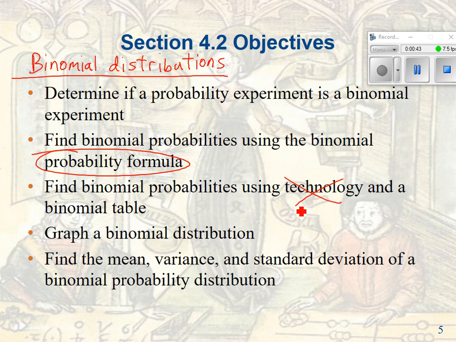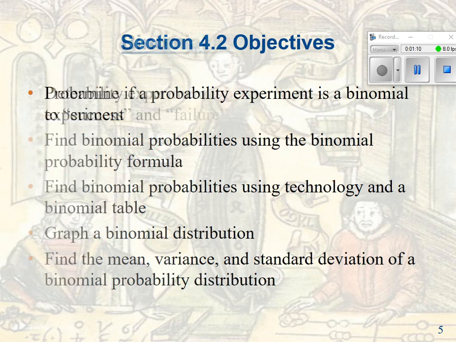Graph a binomial distribution. The graphs are going to be the same. Still making a histogram. And the very last thing that we got to make sure that we get to, be able to find the mean, variance, and standard deviation. There's special formulas for each of those that makes everything a little easier than doing that big long chart, and it makes it easier than even using your calculator to do it.